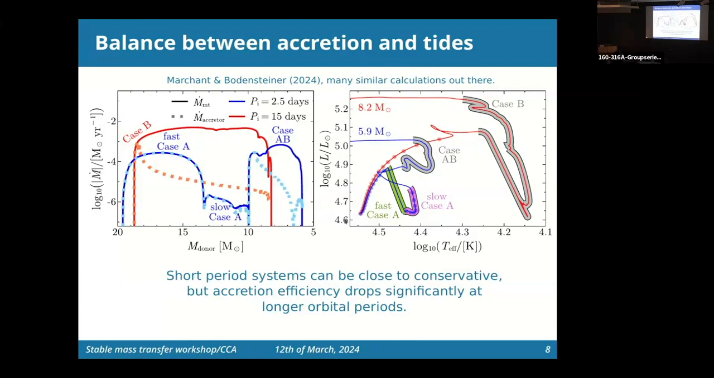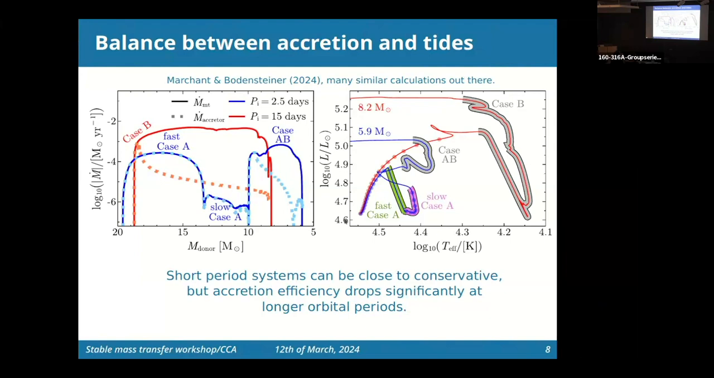And here we have evolution going to the right. So for the short period system, the transfer rate, the solid line, follows very closely the accretion rate, the dotted line, until just the end, where we have some loss of conservativeness. And this comes because the system widens, tides become ineffective in this model, and then the star can be spun up to critical and we're done.